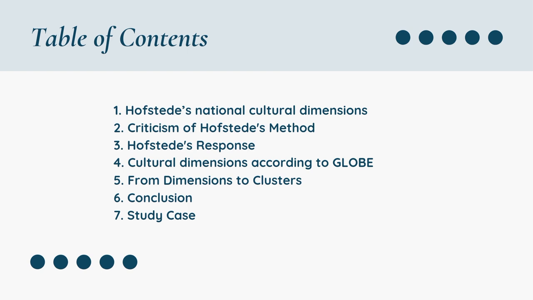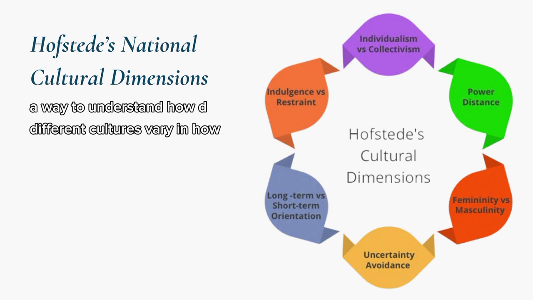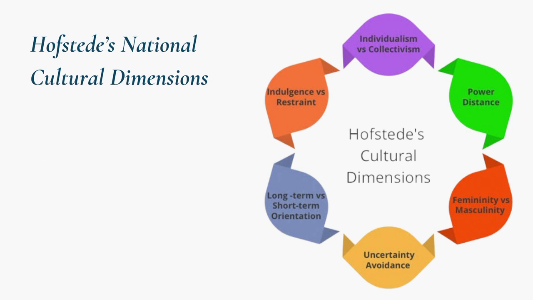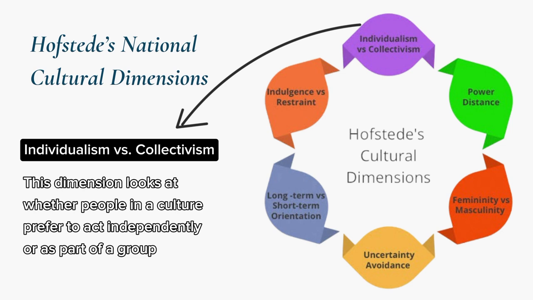And let's start with the first one, Hofstede's national cultural dimension. Hofstede's cultural dimension are a way to understand how different cultures vary in how they think and act. Here's a simple breakdown of the key dimension. The first one, individualism vs collectivism. This dimension looks at whether people in the culture prefer to act independently or as part of a group.